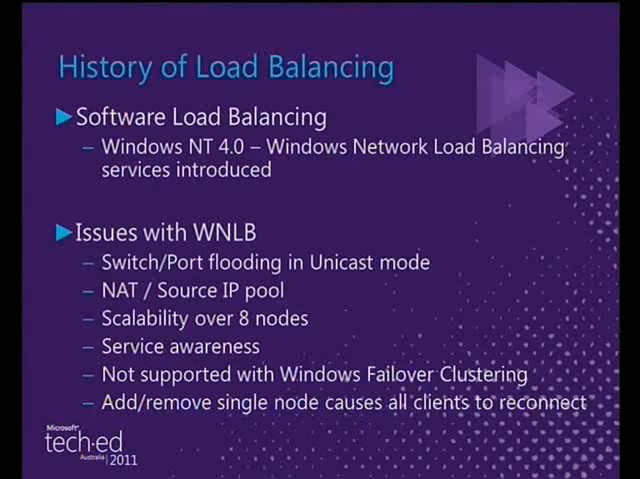knock against WNLB is the concept of NAT and the persistence options. We can only do source IP for a persistence or an affinity option with WNLB. We don't have options such as SSL session ID or cookie-based persistence that we'll talk about later. We do hit scalability issues as we call out over 8 nodes. There's no service or health awareness checking, so we can't actually validate that the Exchange CAS server is listening on /OA or the Exchange services are running and are healthy on that back-end infrastructure.